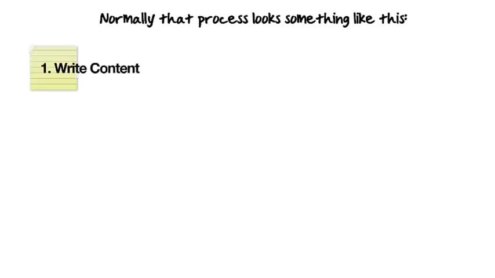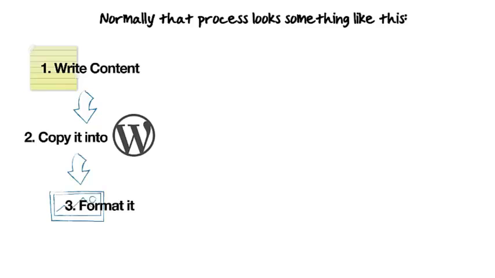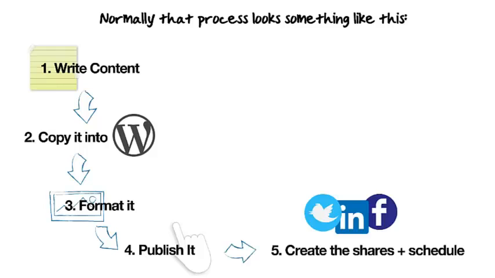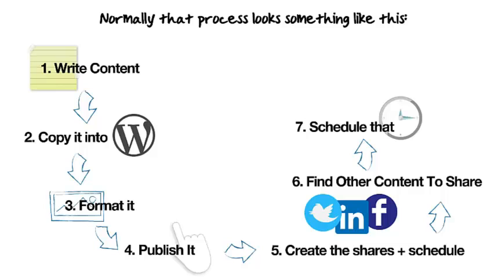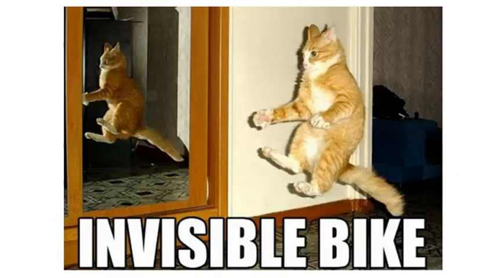You write some content, copy it to WordPress, spend some time formatting it, adding images, headers, spacing, and making it look nice. Publish it. Create the Facebook post, LinkedIn post, and a few tweets, and then you schedule them in another tool like Buffer or Hootsuite. Then you find some other content to share or curate on your social networks and schedule that too. Then you scour the internet for new ways to drive traffic and find customers, and then get distracted by the latest cat meme. And while that might be a little bit of fun, it's not particularly effective.